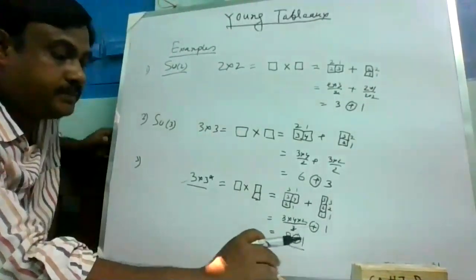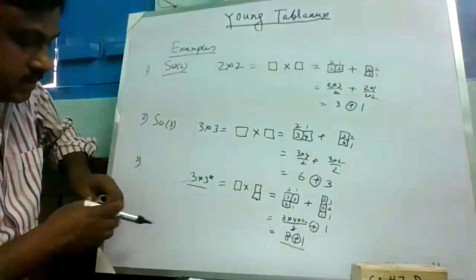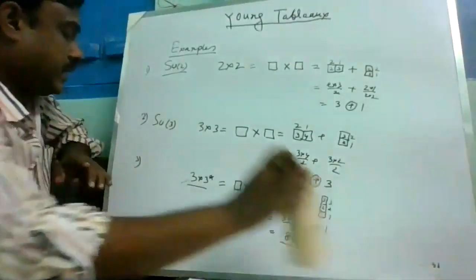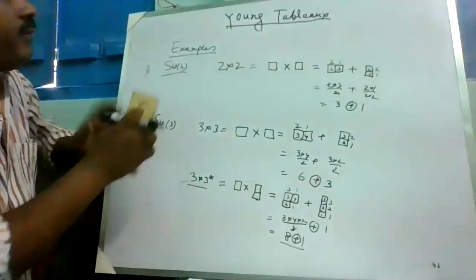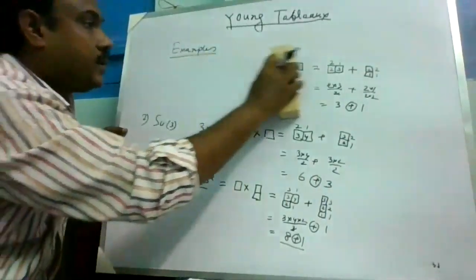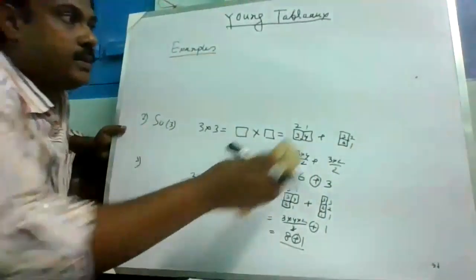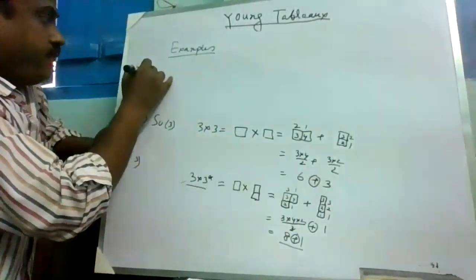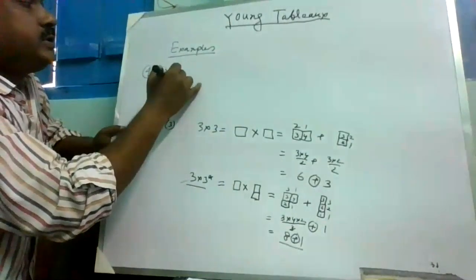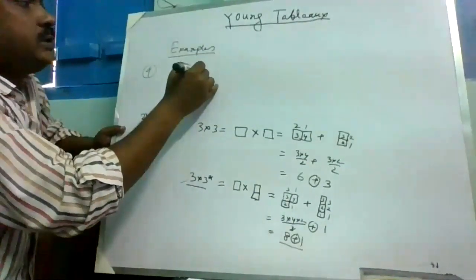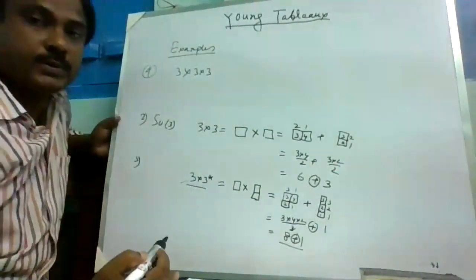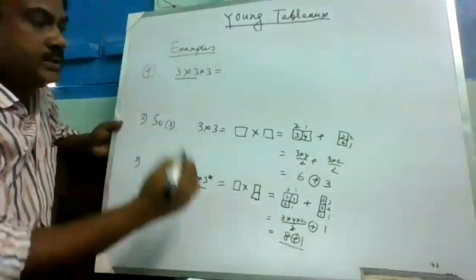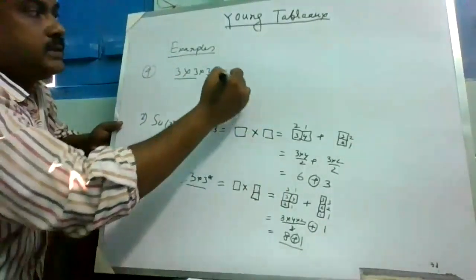Now come to the next example, example number 4. When three quarks are combined together, example number 4, 3 into 3 into 3, right? So now we use this thing. This has been done.